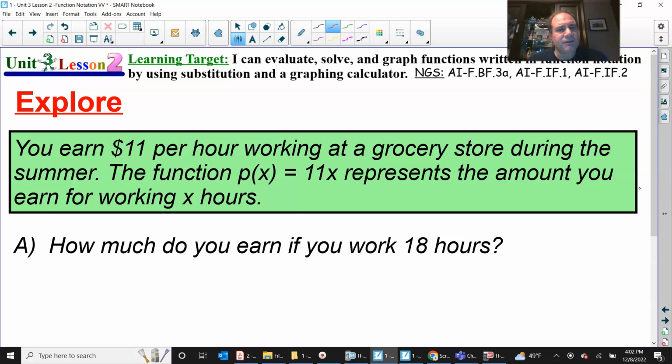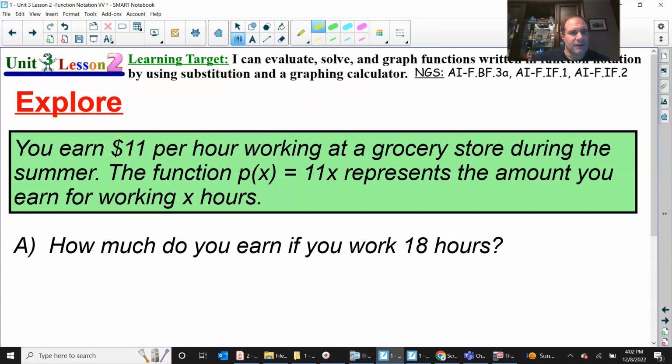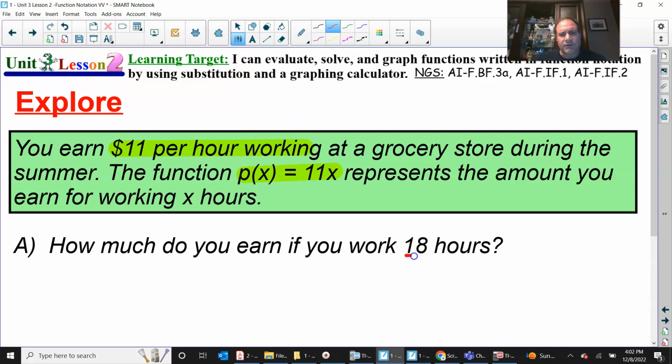So this is an Explore. You earn $11 per hour working at a grocery store during the summer. The function P of x equals 11x. This is $11 an hour. So it represents the amount you earned for working x hours. How much do you earn if you work 18 hours?